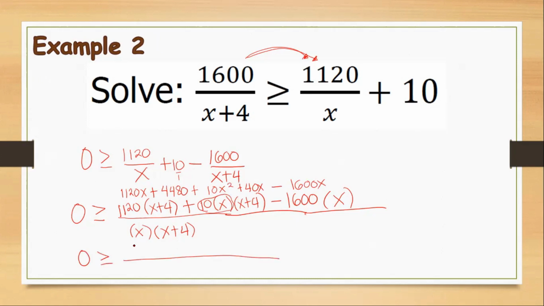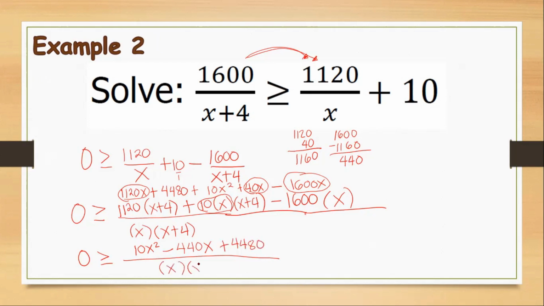Okay, we have 10x squared. Then all the x's, we have 1120x plus 40x, so that is 1120 plus 40, that is 1160. Then subtract 1600x. That is 0, 4, 5 minus 1 is 4. So that is 440. So we now have negative 440x. And last one, we have plus 4,480 over x times x plus 4.